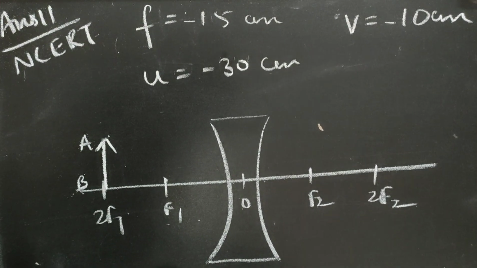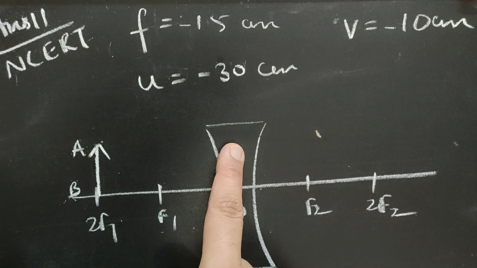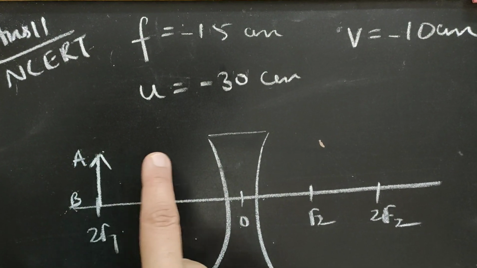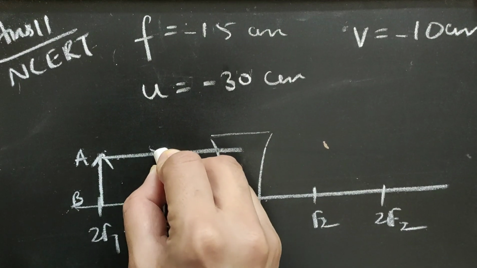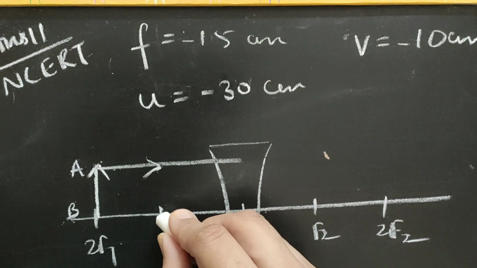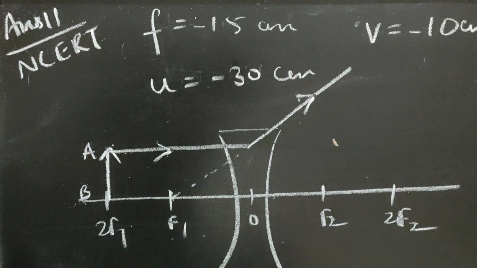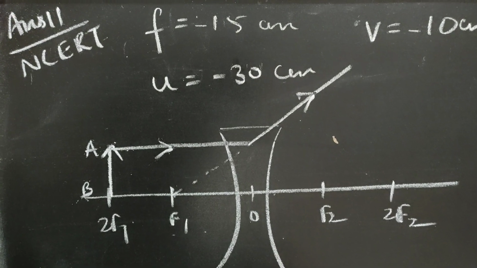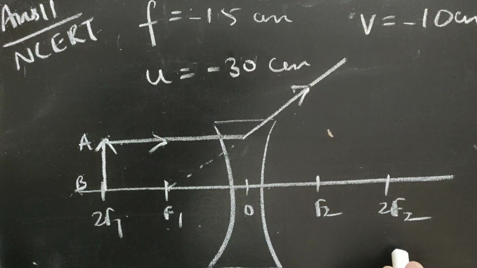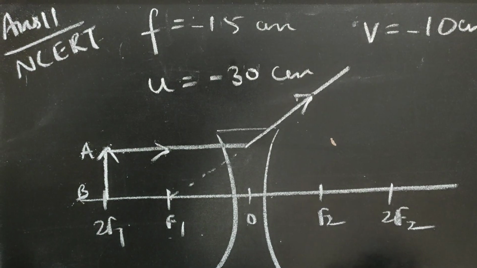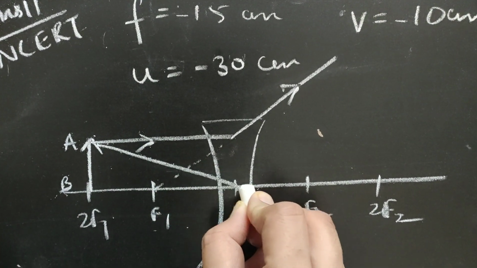Now to draw the ray diagram, we follow the same steps. Two rays will be emerging from this point A on the lens. One which goes parallel to the principal axis. Where will this ray go after refraction? It will be diverged such that it appears to come from focus. The other ray that we choose would be the one which passes through the optical center, and we know it is going to go undeviated. So this ray which passes through the optical center goes undeviated.